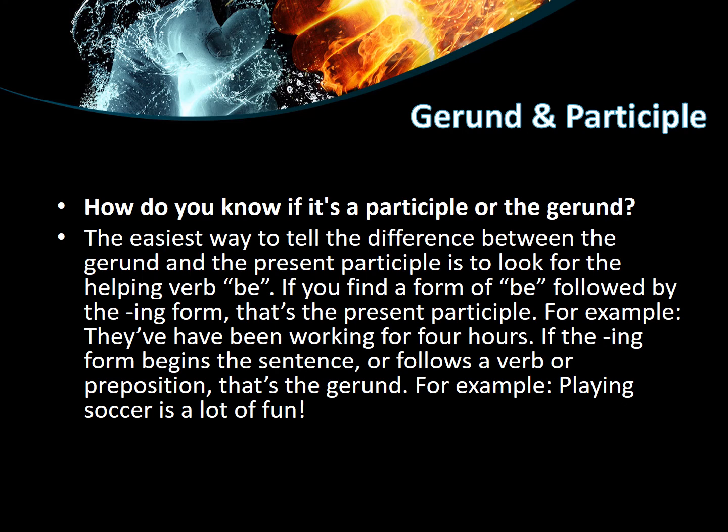Now there is also a question all the time: how do you know if it's a participle or a gerund? The easiest way to tell the difference between the gerund and the present participle is to look for the helping verb be. If you find a form of be followed by the ing form, that's the present participle. For example, they have been working for 4 hours. If the ing form begins the sentence or follows a verb or preposition, that's the gerund. For example, playing soccer is a lot of fun.